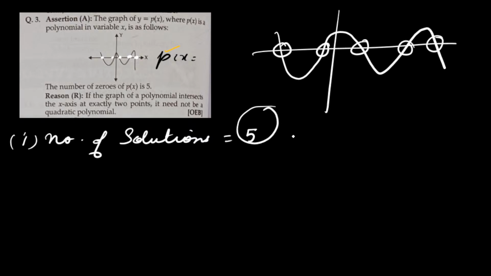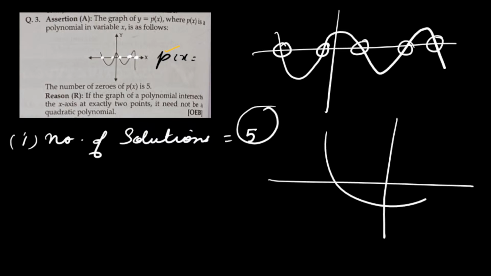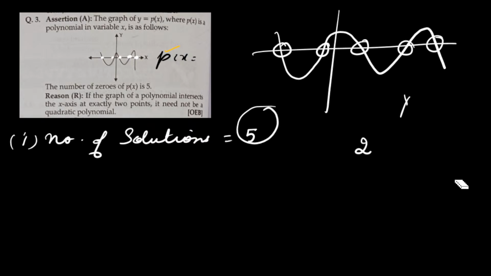So once again I'll repeat, whenever the curve, suppose I have some curve like this, it is intersecting the x-axis at how many points? At 2 points. So that means it has 2 solutions. So at how many points the curve is intersecting the x-axis, those many number of solutions are there. So here 5 solutions are there. So that means the first statement is true.